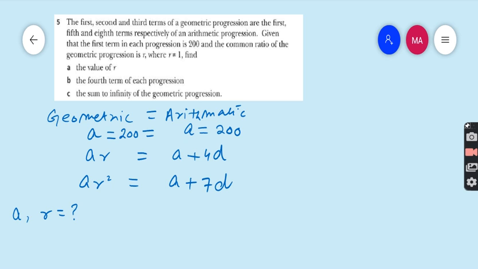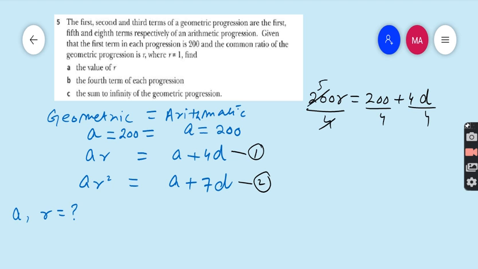So the first part is to find the value of r. Assign the name of this equation as equation number 1 and this equation as equation number 2. Now first we have to put the value of a. So a is 200, and 200 r is equal to 200 plus 4d. We can reduce this equation by dividing each term by 4.